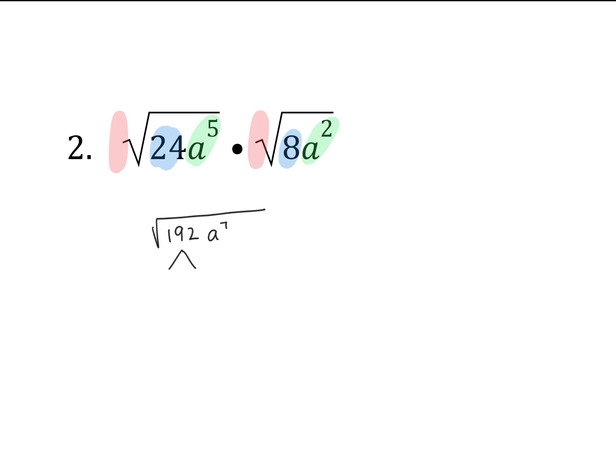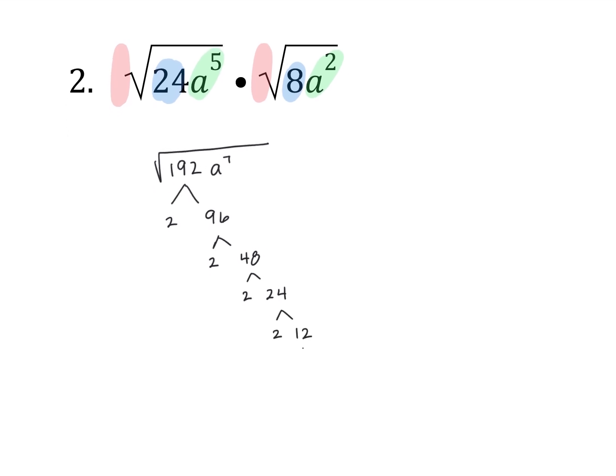I have to simplify it, so I'm going to break that up. 192 is even, so I'm going to divide it by 2, and I get 2 and 96. 96 is even, so I'm going to get 2 and 48. 48 is even, I get 2 and 24. 24 is even, I get 2 and 12. 12 is even, I get 2 and 6. 6 is even, I get 2 and 3. Okay, so these all are my prime numbers.